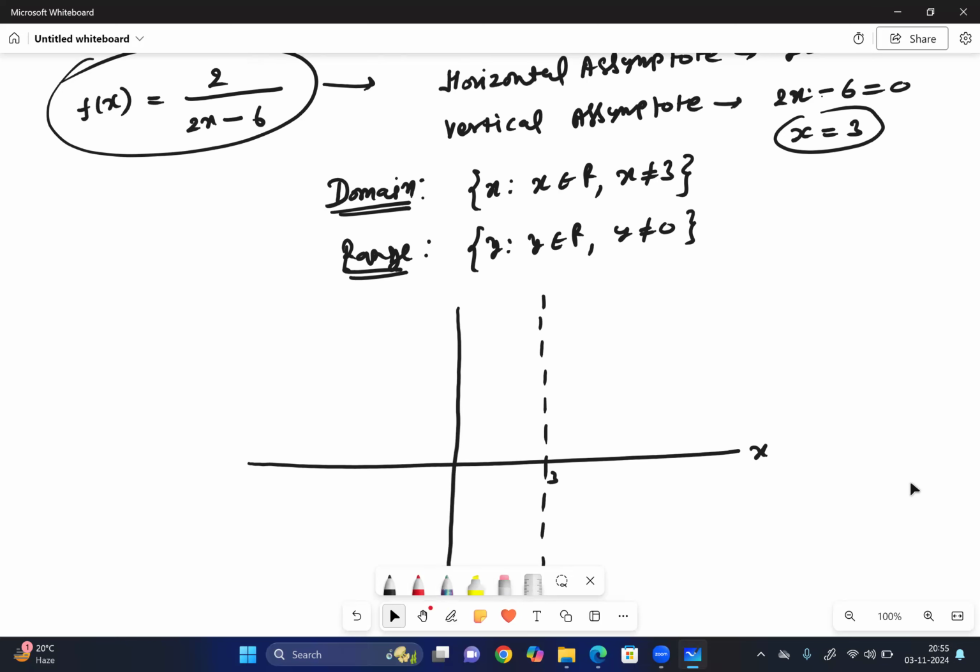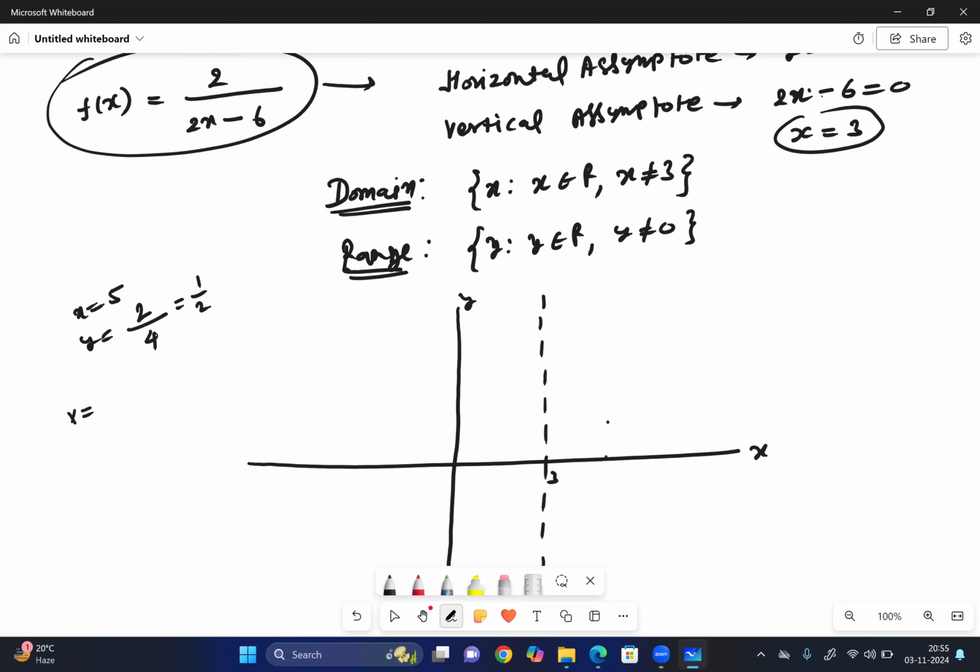And now, how to draw it. So let's say you put any value, like 4, 5, 6. For example, I'm putting x equal to 5. Then y is equal to 2 upon 10 minus 6, which is 2 upon 4, which is 1 upon 2, right? So if I put 5, I get 1 by 2 here, somewhere like this. So you can get an idea of what the y-intercept is here.